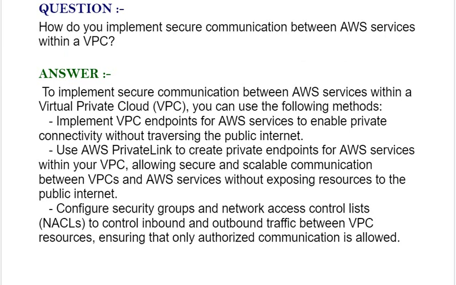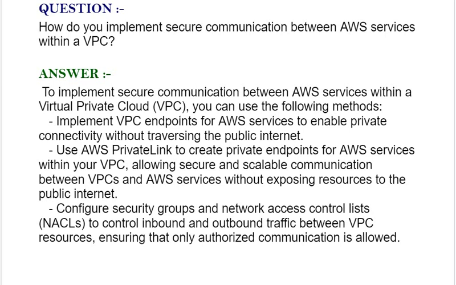Our next interview question is: how do you implement secure communication between AWS services within a VPC? Your answer should be: to implement secure communication between AWS services within a virtual private cloud (VPC), you can use the following methods. First one is implement VPC endpoints for AWS services to enable private connectivity without traversing the public internet.